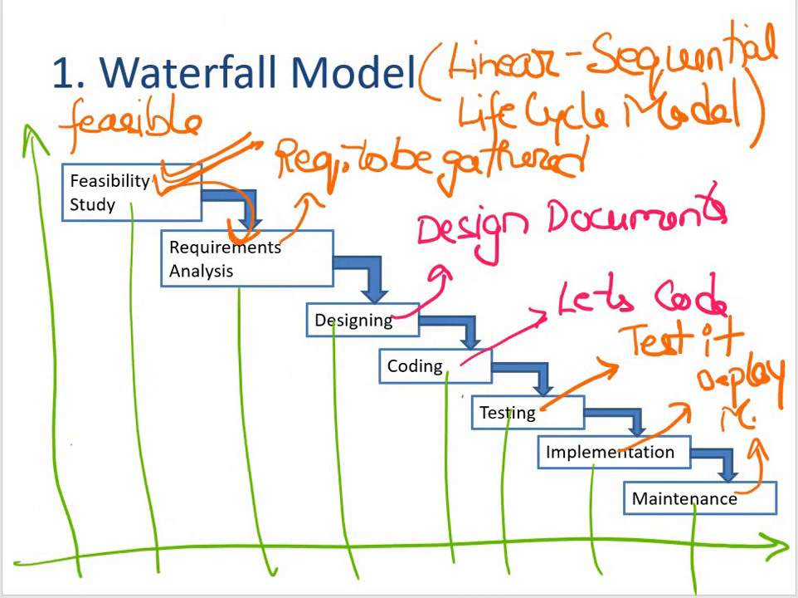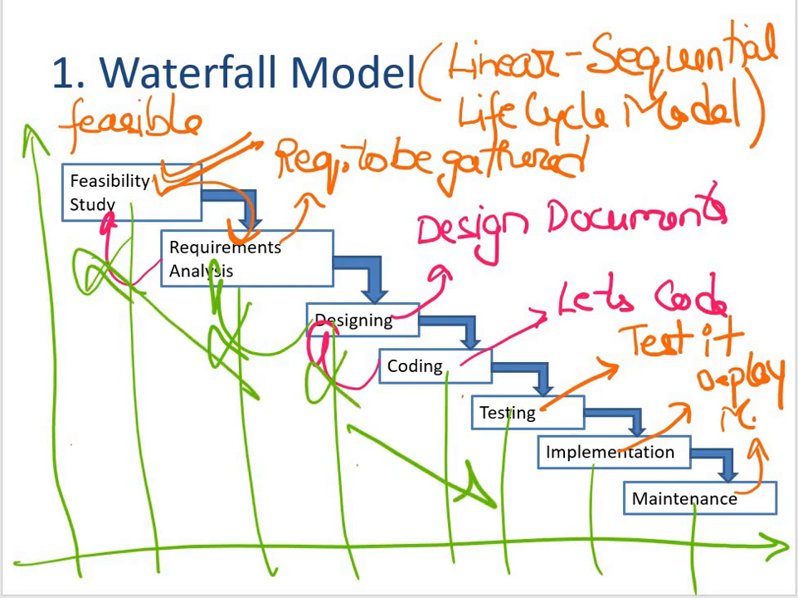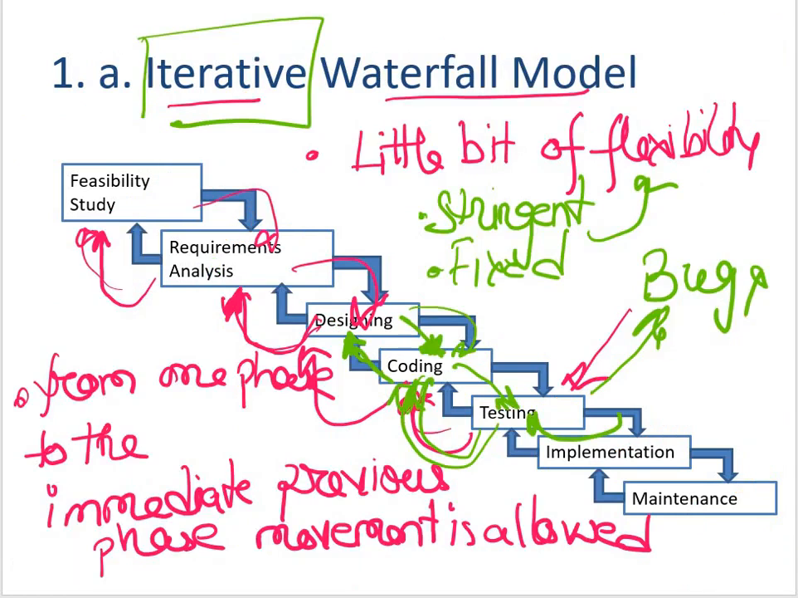In this we observe that this particular movement is not possible, this one not possible, this one not possible. But all these things are possible in the approach of the iterative waterfall model. Moving from one direction to the other is possible in this particular case.